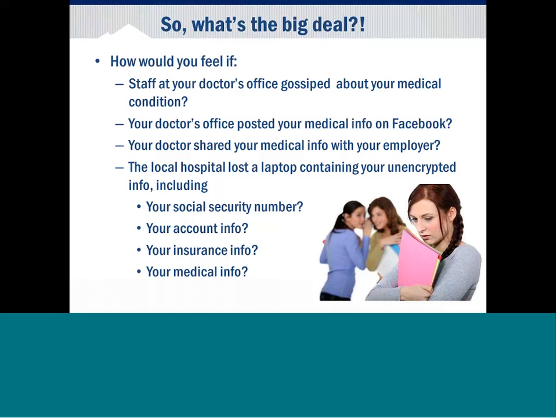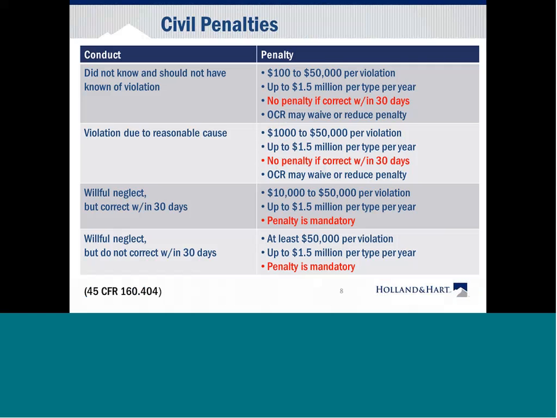And if that's not enough to convince you to take HIPAA seriously, you need to do it because of the civil penalties that can be imposed. The penalties under HIPAA can range from $100 to $50,000 per violation, depending upon the type of conduct that's involved. The important thing here is that if you act with willful neglect, it's a mandatory fine of at least $10,000 to $50,000 per violation.